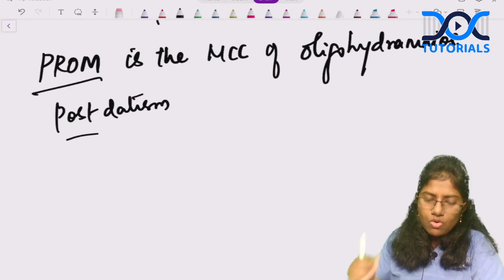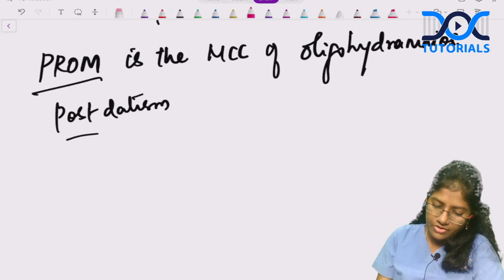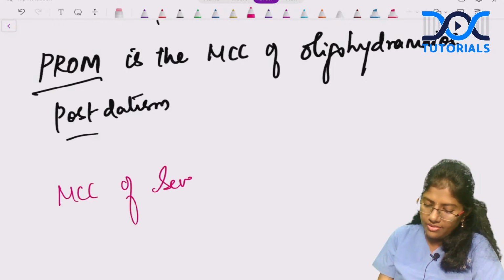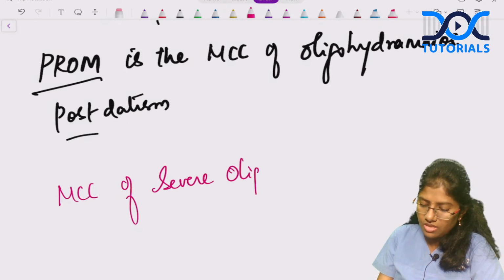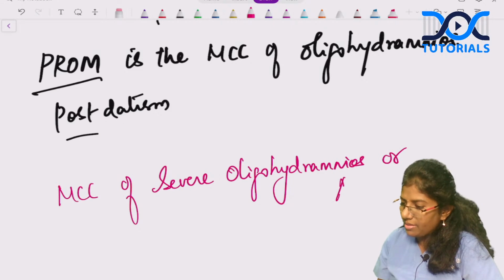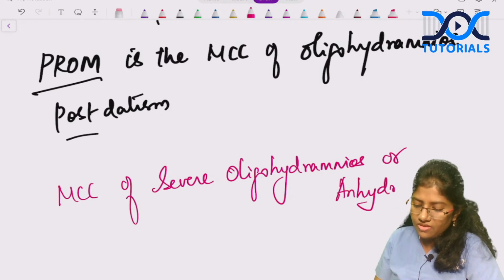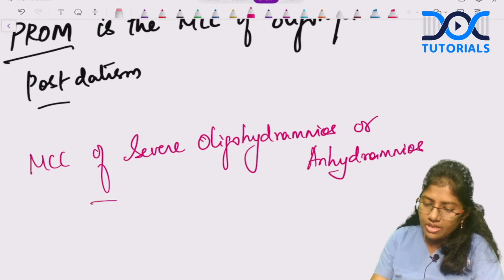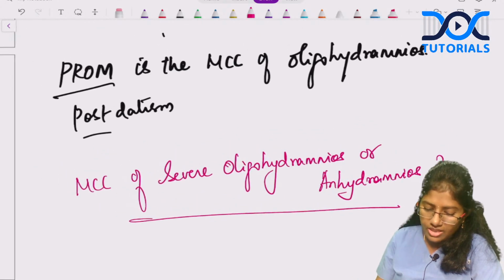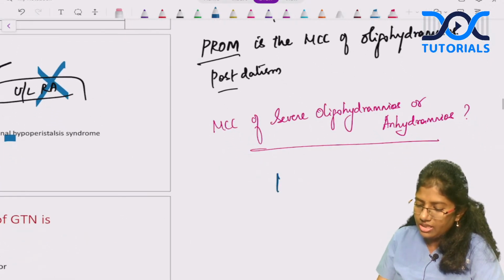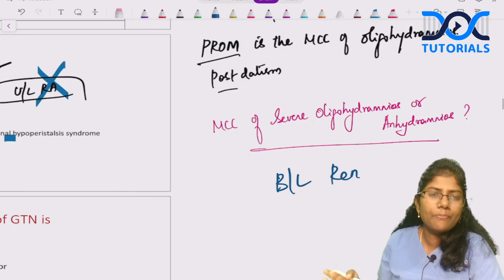Okay, so which is the most common cause of severe oligohydramnios or anhydramnios? Yes, here your answer is bilateral renal agenesis. Bilateral renal agenesis. Hope I'm not confusing you people. It's very clear.